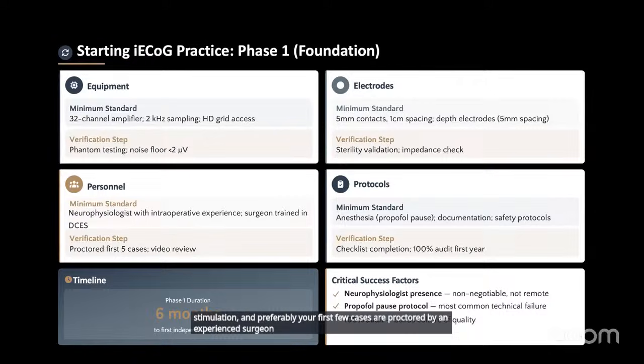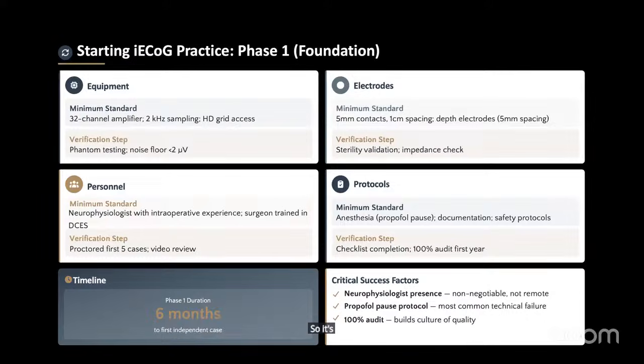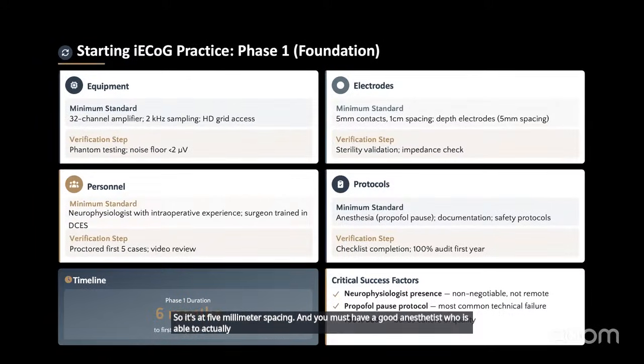You must have access to the appropriate electrodes, which includes surface electrodes with 5mm contacts and 1 centimeter spacing, as well as depth electrodes at 5mm spacing. And you must have a good anesthetist who is able to wean off the propofol quickly when the actual electrical stimulation is started.